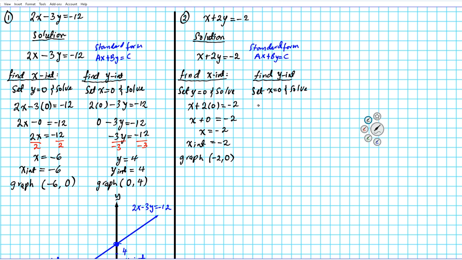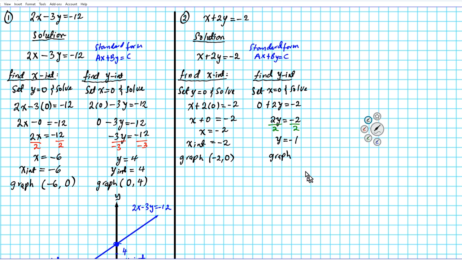Okay. So we have 0 plus 2y is equal to negative 2. Replace x in the original equation with 0. Okay, so when I have 2y is equal to negative 2, we're going to proceed to divide both sides by 2 to isolate y. So that will yield y is equal to negative 1. So we're going to graph the point.